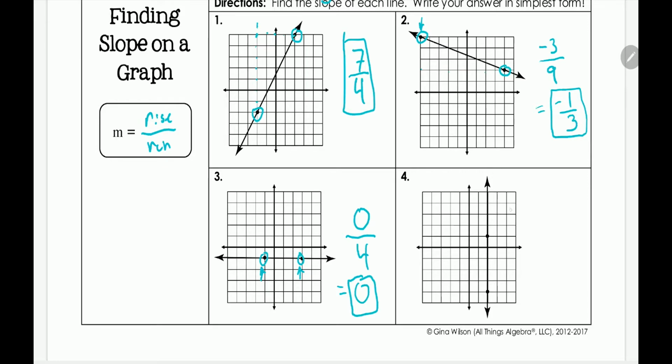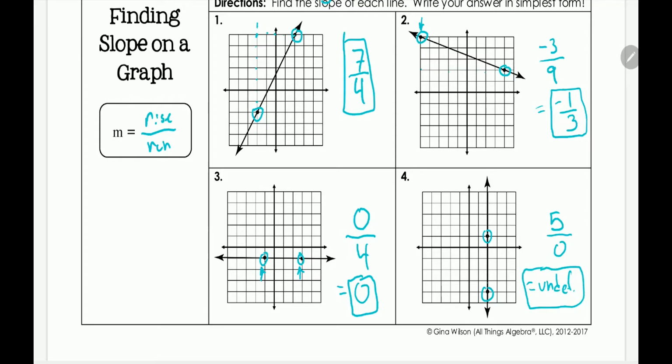And number 4, we're going to be going from this guy to this guy. So our rise in this case would be up 1, 2, 3, 4, 5 over. How many left or right do we need to go? Well, that's 0. And if we try and put 5 divided by 0, that's going to give us an error, so we're going to write undefined. And that's our slope for number 4.